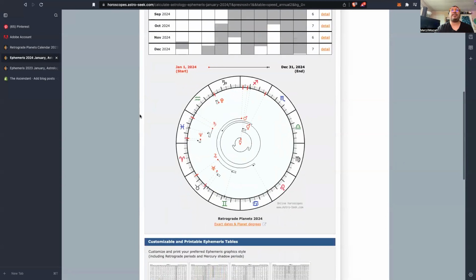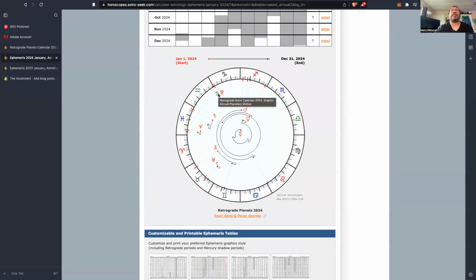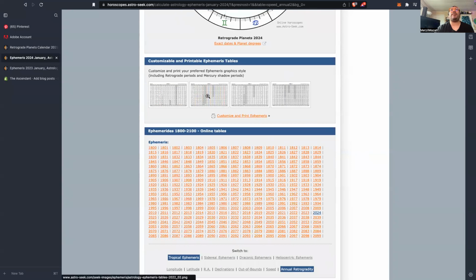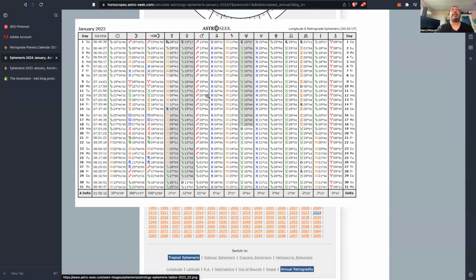The other thing I like about this is the chart, so you can actually see the whole year and where the planets are moving, the signs that they're weaving in and out of throughout the entire year, including retrograde motion, which is right here. It's direct, or sorry, retrograde. So it's really cool. There's a lot more too. If you want to see an ephemeris version of this, there you go.